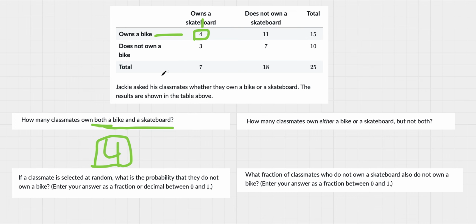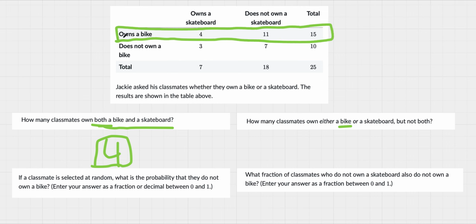So let's look back at the table and try to find this out. Let's first solve for how many students own a bike but not a skateboard. Looking at the table, we can go to this column, this row right here, and we can see that this information is useless to us because it says owns a skateboard, and we're looking for which students own a bike and do not own a skateboard. So 11 works out. Let's put 11 here.